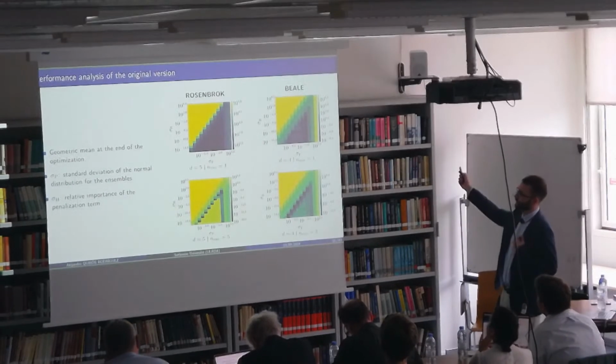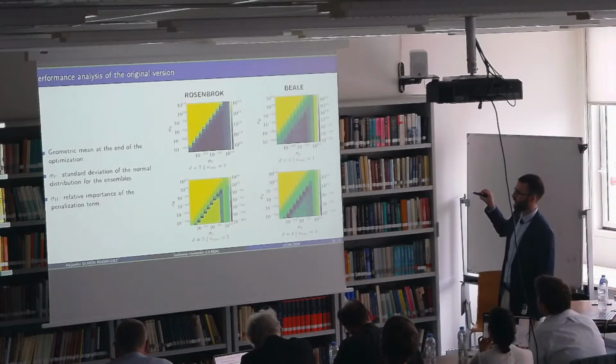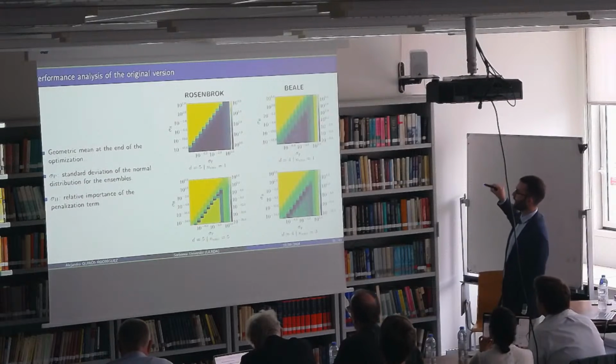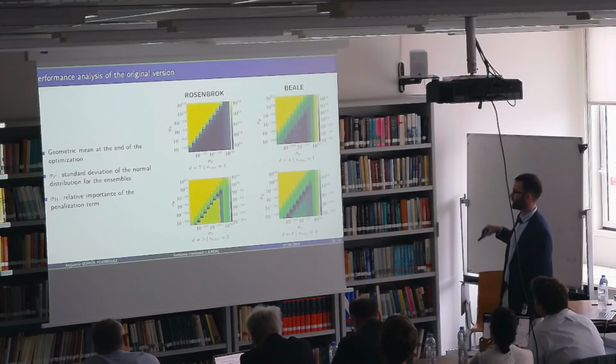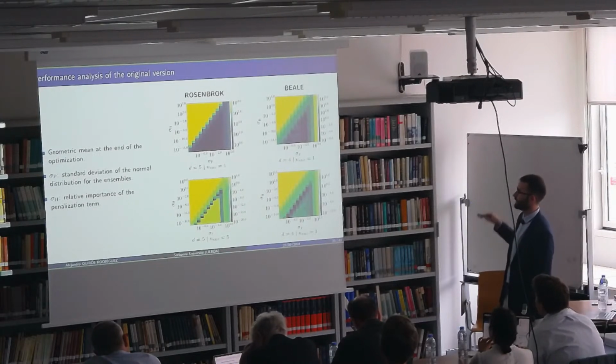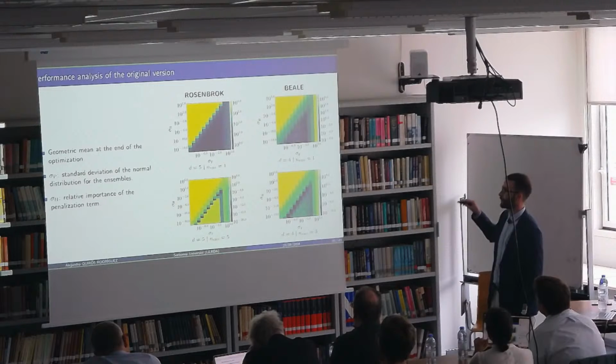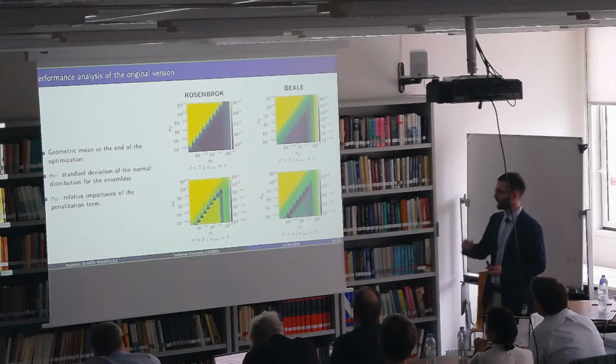So here I'm showing you, for the Rosenbrock function, at the left 5 dimensions and 1 ensemble, 5 dimensions and 5 ensembles. And then at the right, for the Bill function, we have 4 dimensions and 1 ensemble, and 4 dimensions at the bottom and 3 ensembles. And what we can see is that for a low number of ensemble members, the size of the region with a good performance of the algorithm is large. And as we increase the number of ensembles, at some point we have a transition to a point where the size of this region is very narrow.